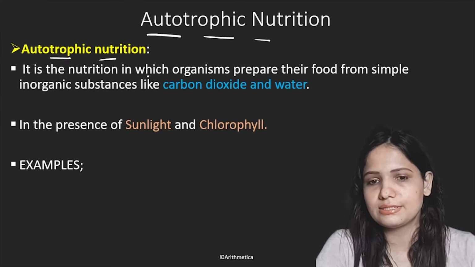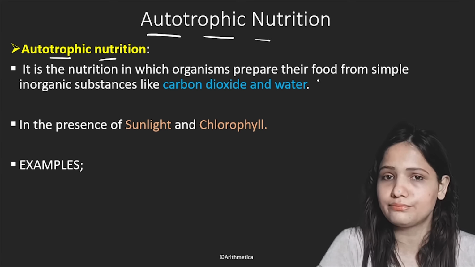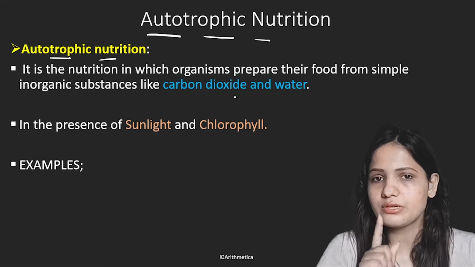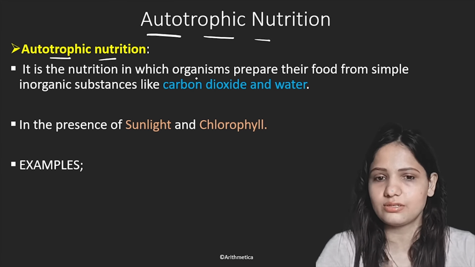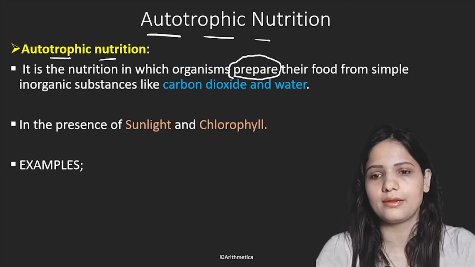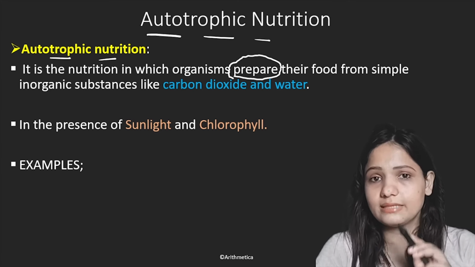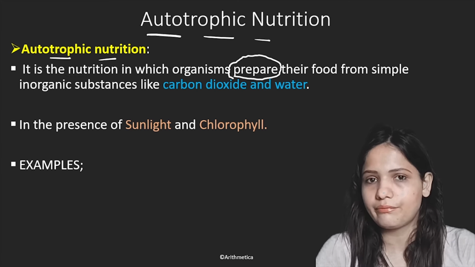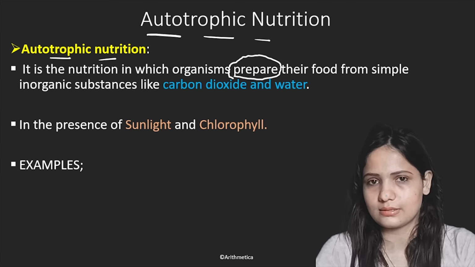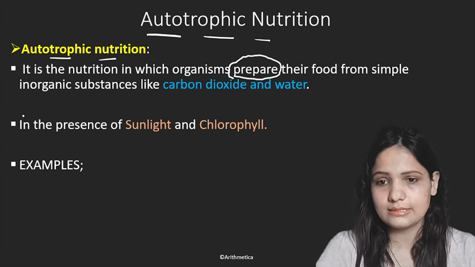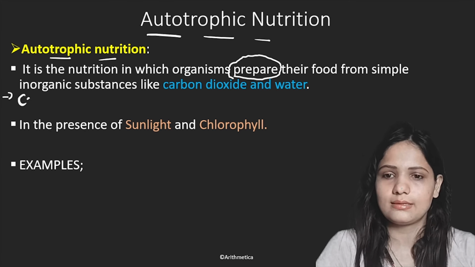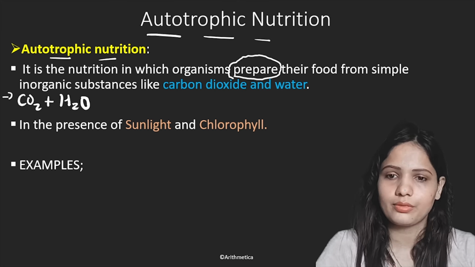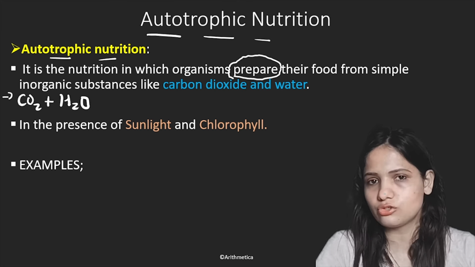It is the nutrition in which organisms prepare their food from simple inorganic substances like carbon dioxide and water. First, you have to include in your definition this word prepare. Most important line to explain autotrophic nutrition. They prepare their food. How do they prepare their food? They prepare their food from simple inorganic substances like CO2 and water, H2O.